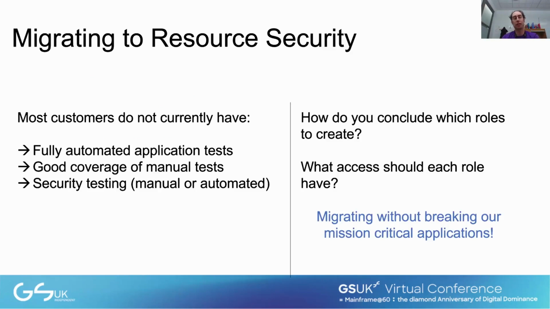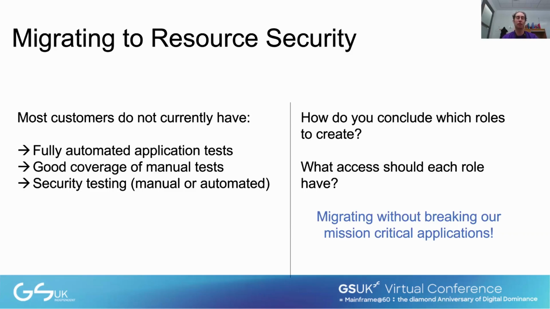So the zero trust route in CICS is ultimately migrating to resource security, but that can be a tricky process. So you don't have resource security currently. Potentially you don't have good automated tests or manual tests, and potentially don't have any specific security related testing. So it's difficult to validate, if you go and make any changes, that things are still working as they are before you head into production.